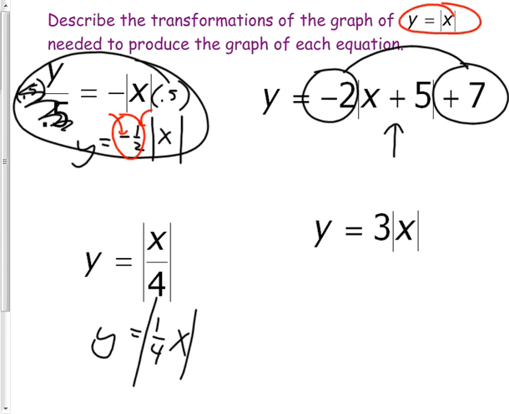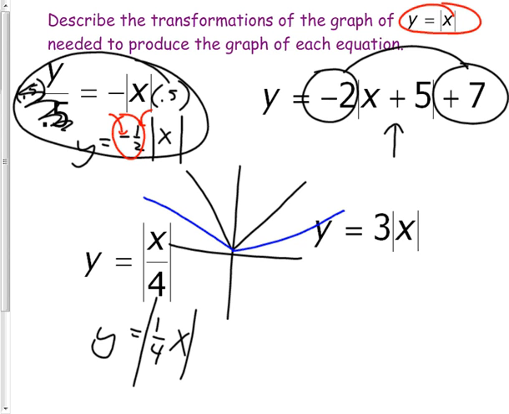Exactly. Why didn't you say 1/4 is big? Because it's on the inside and you do the opposite of what you'd expect. So it's not as 1/4 as wide, it's 4 times as wide. All right, so if this thing looked like a V to start with and it got 4 times as wide, it's still going to be a V, but it's way wider. It's like somebody grabbed the edges of it and pulled it and made it way wider.